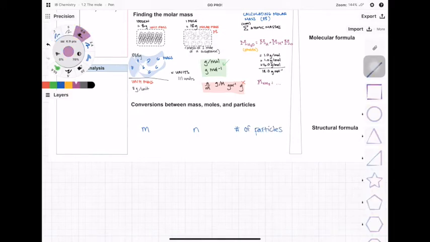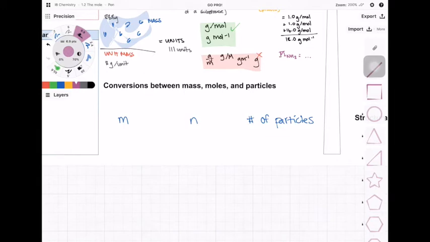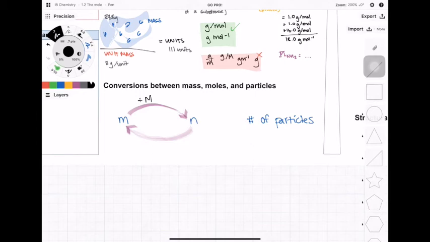Okay, so let's put it all together. Let's say we want to convert from mass to moles and number of particles. When we're trying to figure out how many moles, how many packets we have in a certain mass, we divide the mass that we have by the molar mass, which can be found by adding the atomic masses in the periodic table. When we want to go the other way, we multiply.